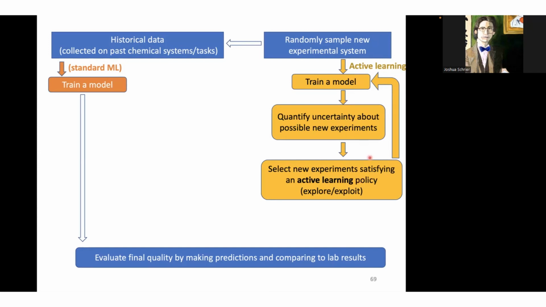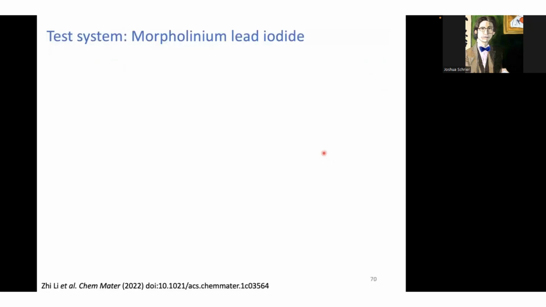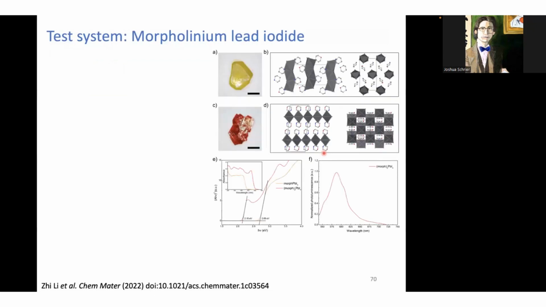And so, based on this, you select some new experiments, you perform them in the laboratory, and now with this larger data set, you can repeat this process until you have reached some desired goal, right? So just to show you how this works in the laboratory, we found this really interesting system, right?